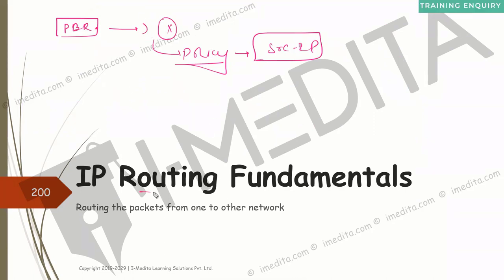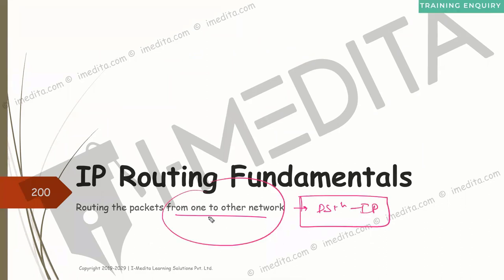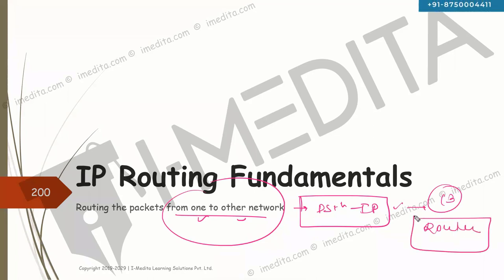So routing is a process of moving the packets from one network to another network. Typically, this packet forwarding is done based on the destination IP address. All the devices that perform packet forwarding from one network to another network based on the destination IP address are called layer 3 devices. The most commonly utilized layer 3 device is called a router. A router moves the packet from one network to another network based on destination IP address.